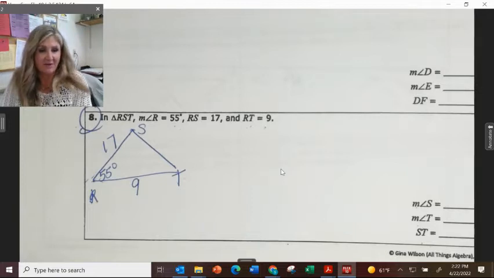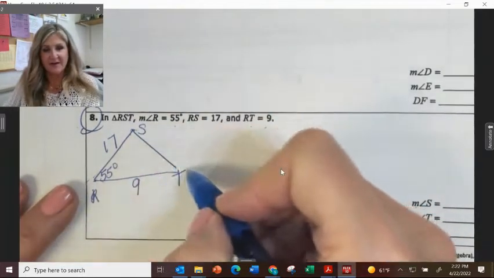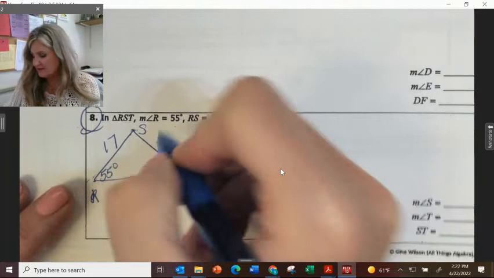Well, I don't have to find that first. I can find anything I want to find. I have to find everything, so I'm going to see what I could find. What could I find pretty easily, guys? Yeah, I could find this side right here, can't I? So I'm going to call this X.